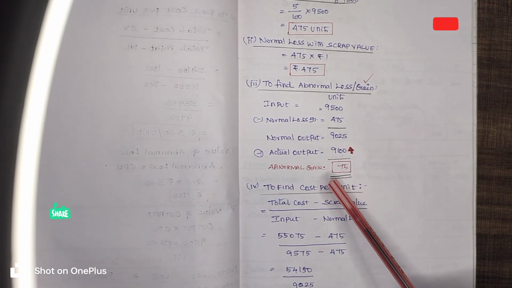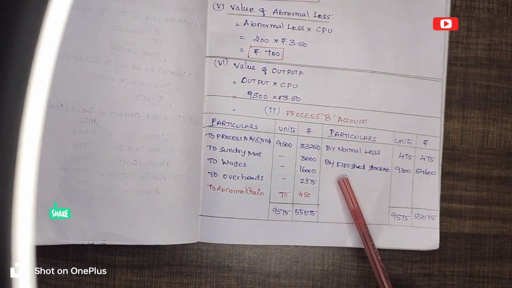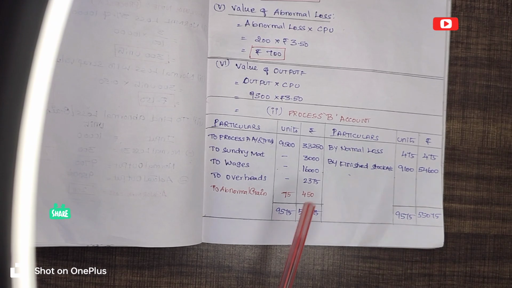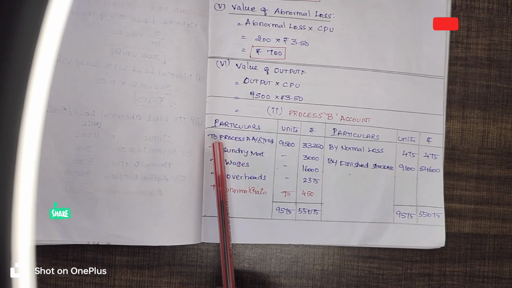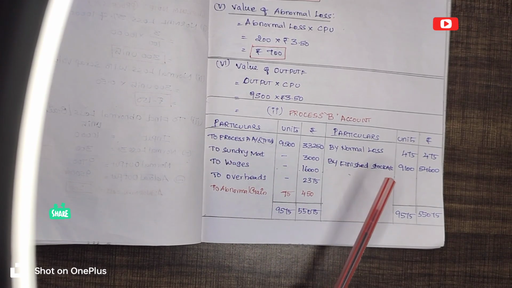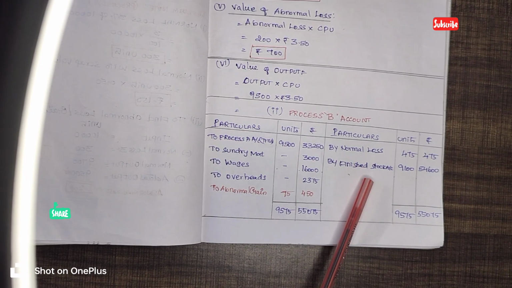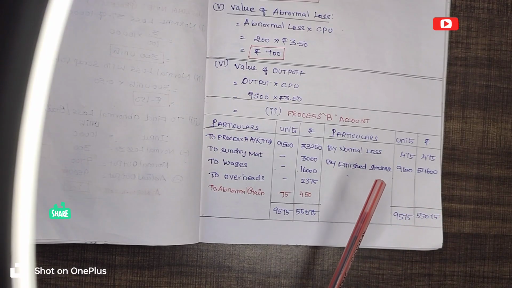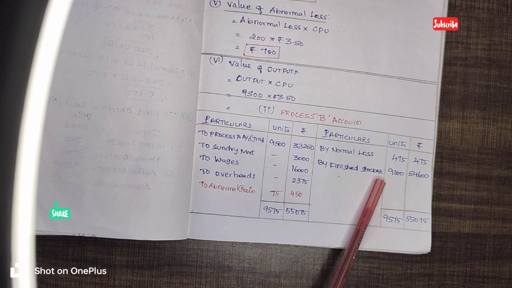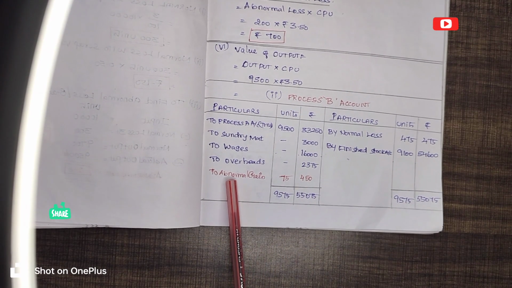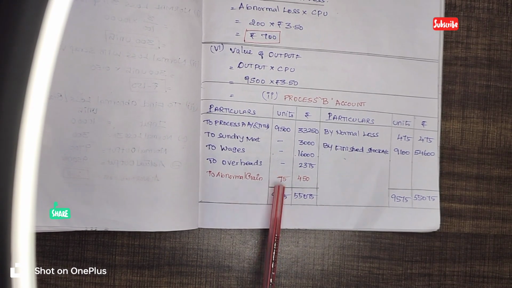Okay, where does abnormal gain appear in the process account? Listen: if abnormal loss appears on the credit side, then abnormal gain appears on the debtor side. If the input unit appears on the debtor side, the output unit appears on the creditor side. If the opening stock appears on the debtor side, then the closing stock shows on the creditor side. So as per that format, abnormal loss appears on the creditor side, and the abnormal gain will show on the debtor side. So the abnormal gain of 75 units is entered on the debtor side in the unit column.